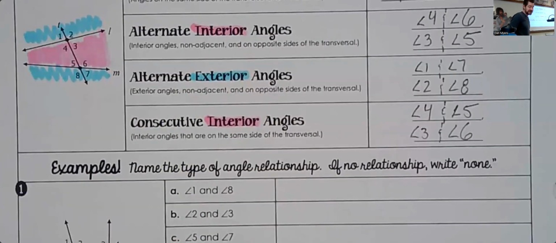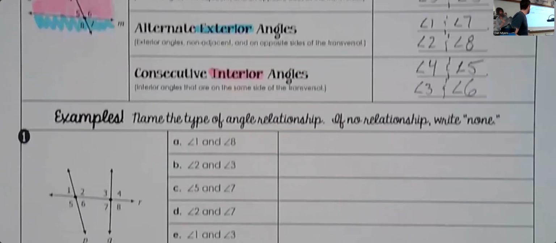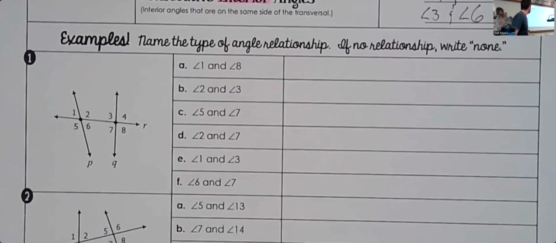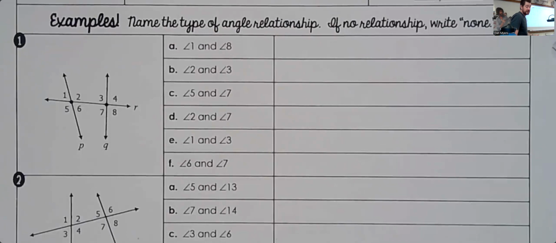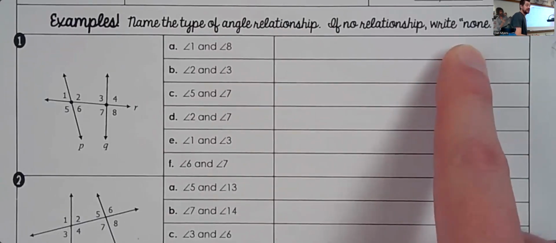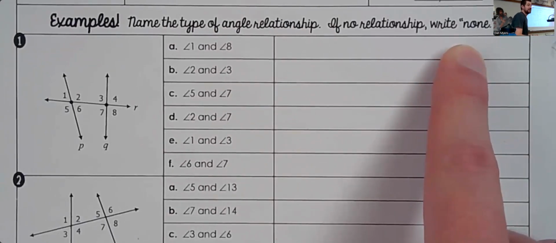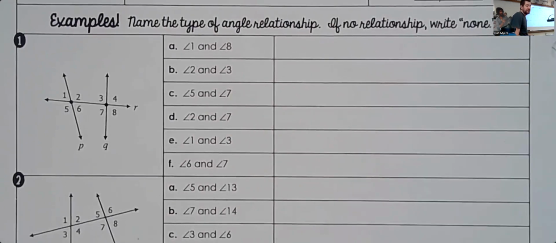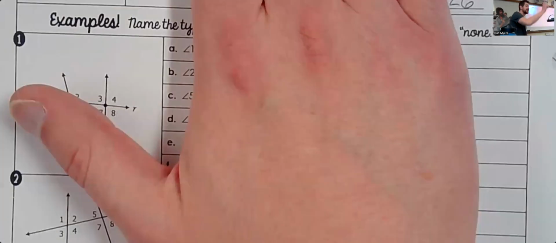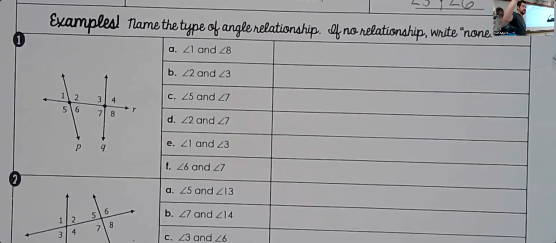All right, now we get to go through and identify the angle relationship. And if there isn't one, you write none, because sometimes we don't have anything that matches up with what we've already learned. So basically we have 6 types of angle relationships now, according to these diagrams. We have the 4 that we just learned, plus linear pairs, plus vertical angles that we already learned before. So here we go. Angle 1 and angle 8.